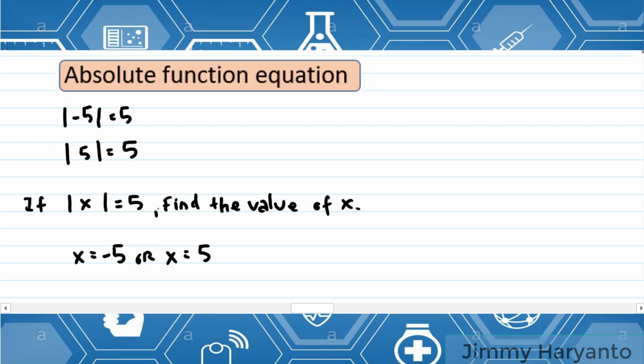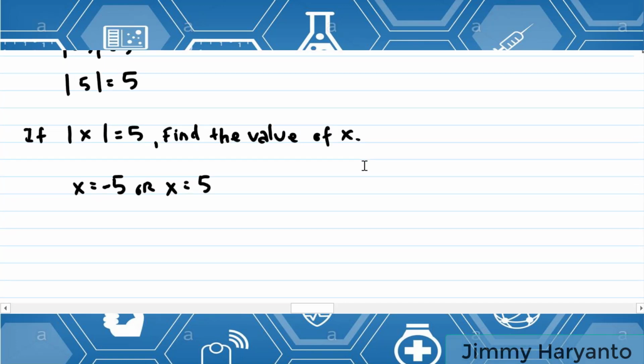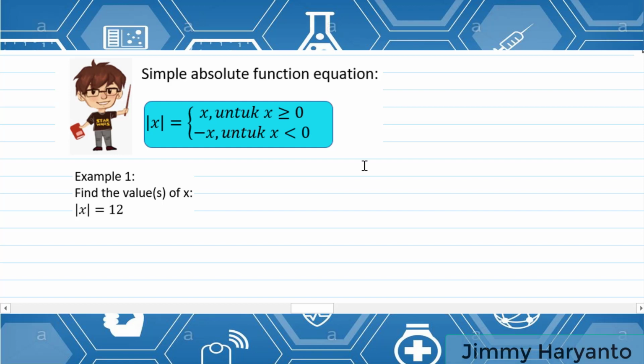Okay, so for an absolute equation, there will be two answers. From most questions, it will be two answers, but in some cases, it will be one answer. It depends on the questions. So for this one, I have a simple absolute function equation. The absolute value of x will be x for x greater than or equal to 0, and the absolute value of x will be negative x for x less than 0.